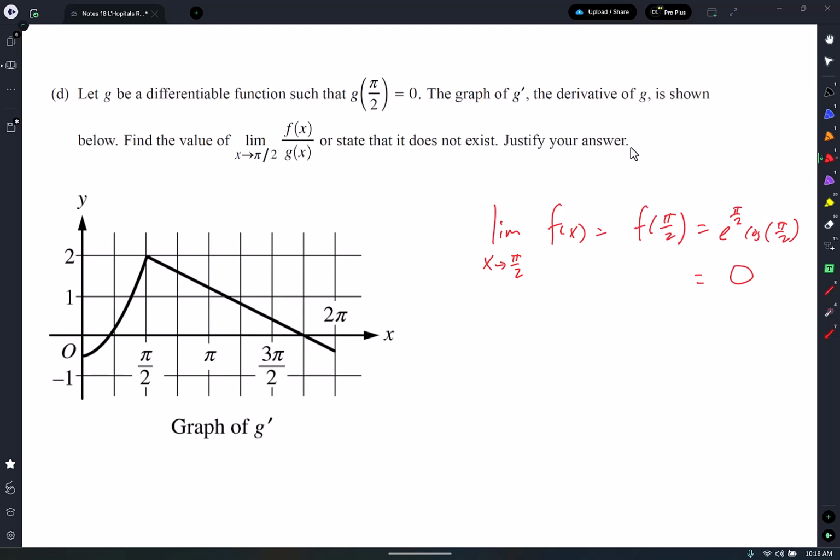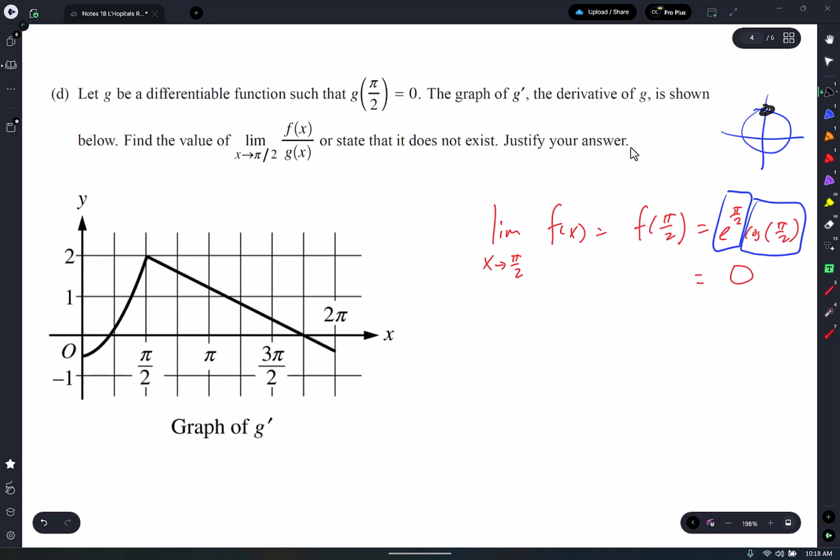Does everyone know why it's 0? No? Okay. e to the π over 2 is some number. I don't know what that number is, but look at this part right here. In the unit circle, π over 2 is right there at the 90-degree angle, and cosine is 0. And anything times 0 is going to be 0, unless you're in BC calculus, and then, well, we'll get there. That's an indeterminate form, infinity times 0. Sometimes it's not 0, sometimes it is. Okay. But we're not going to get there.